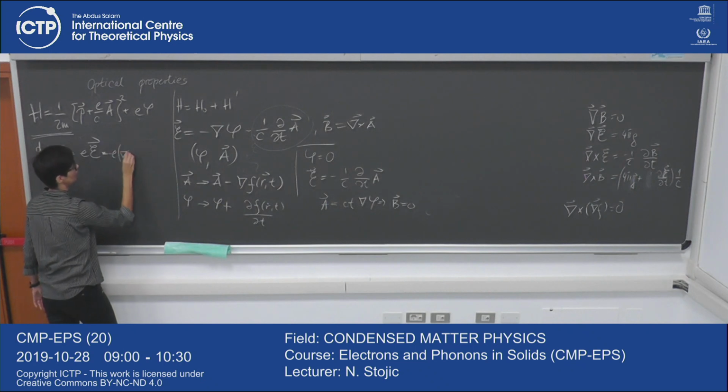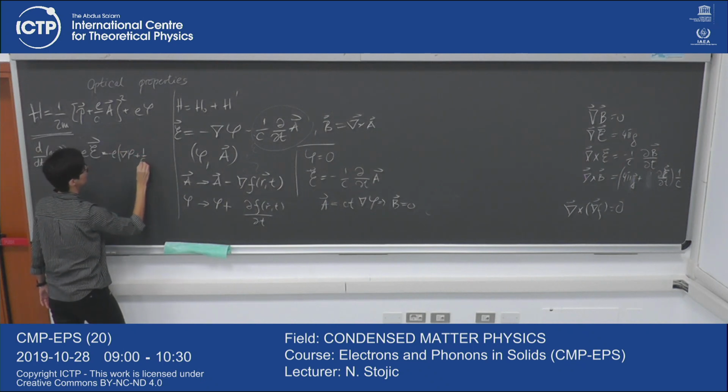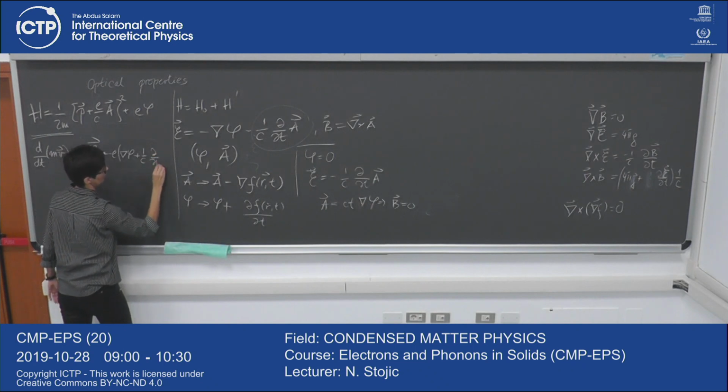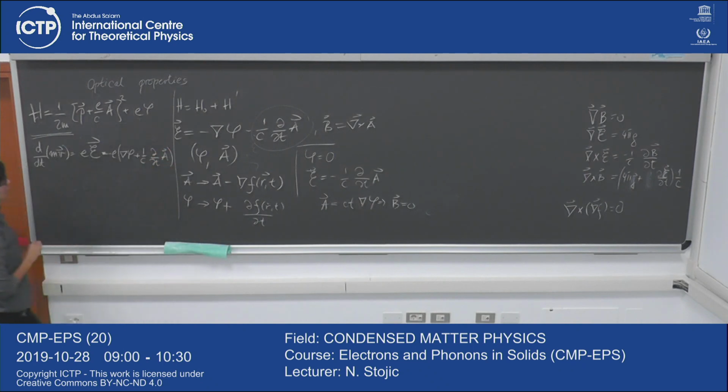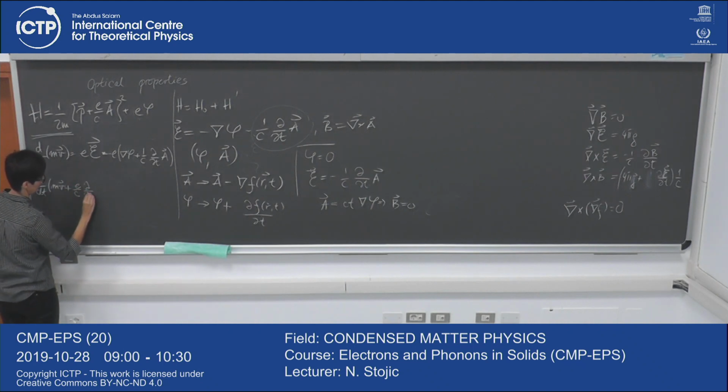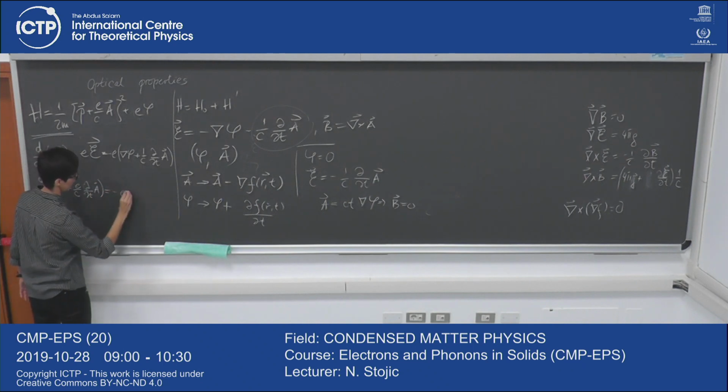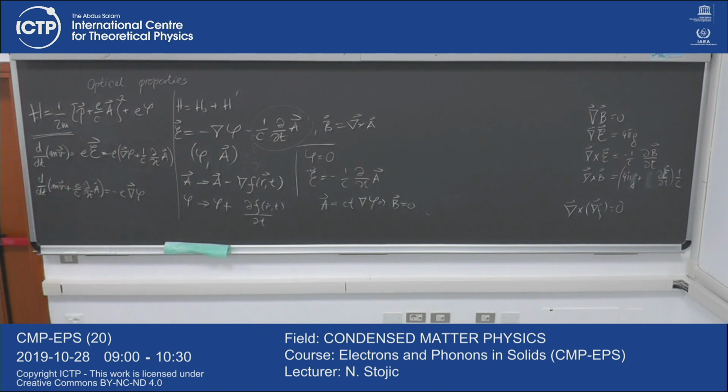Minus plus 1 over c, so I can move this here, plus e over c, d over dt A is equal to minus e gradient of the potential.